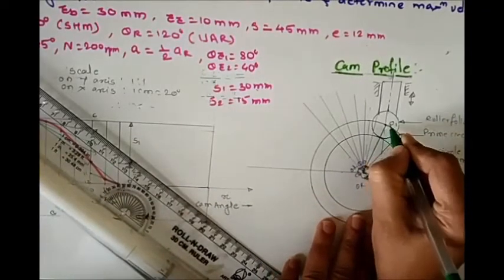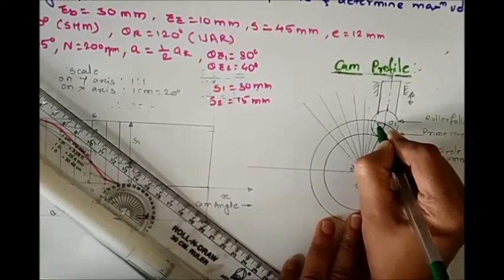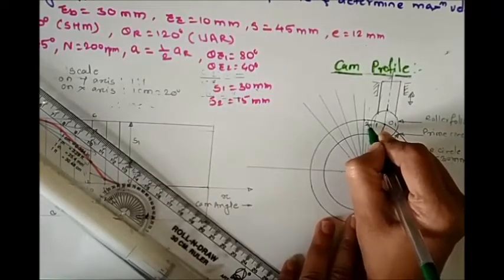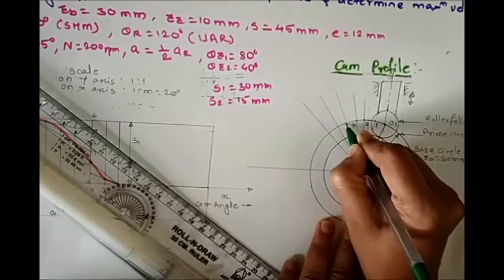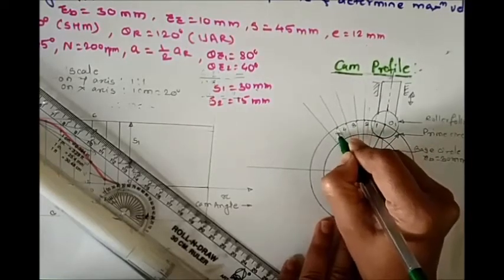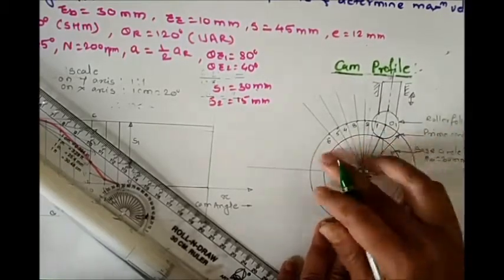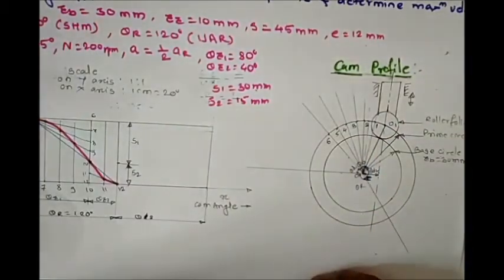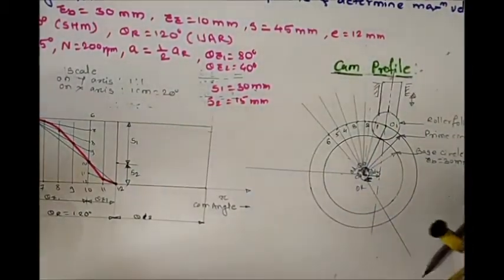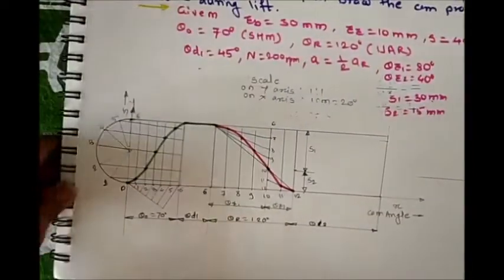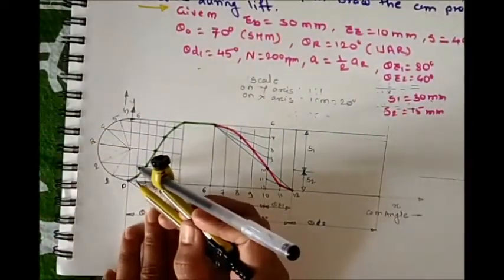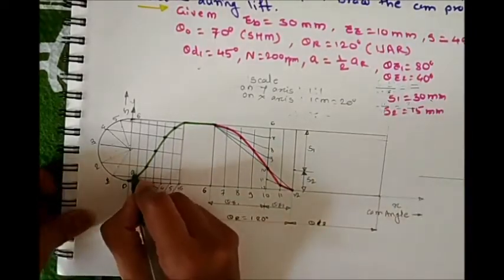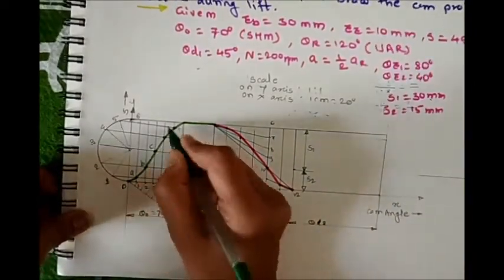Here is the point 0, then with this first line mark number 1 on the prime circle, number 2, number 3, 4, 5 and 6. So here we have 6 divisions for the outstroke angle. Now follow the similar procedure that we already saw in numerical number 1. So take the distance equal to 1 to A. So here we need to mark ABCD for these intersection points.